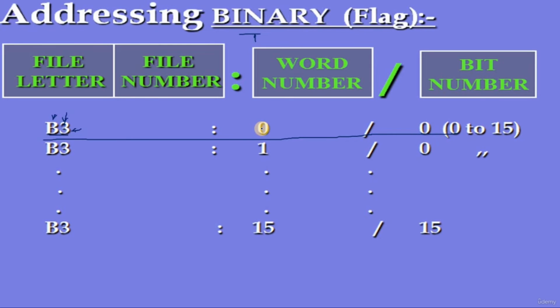Okay. So similarly, B3 colon 0/0. Then the next address will be B3 colon 0/1, up to the last address B3 colon 0/15 for this word number 0. If you have used all the bits which are available in word 0, then you can switch to word number 1. Again in word number 1, you will get the 16 binary inputs. In this way, you can use this address, right? So this is the software address actually.